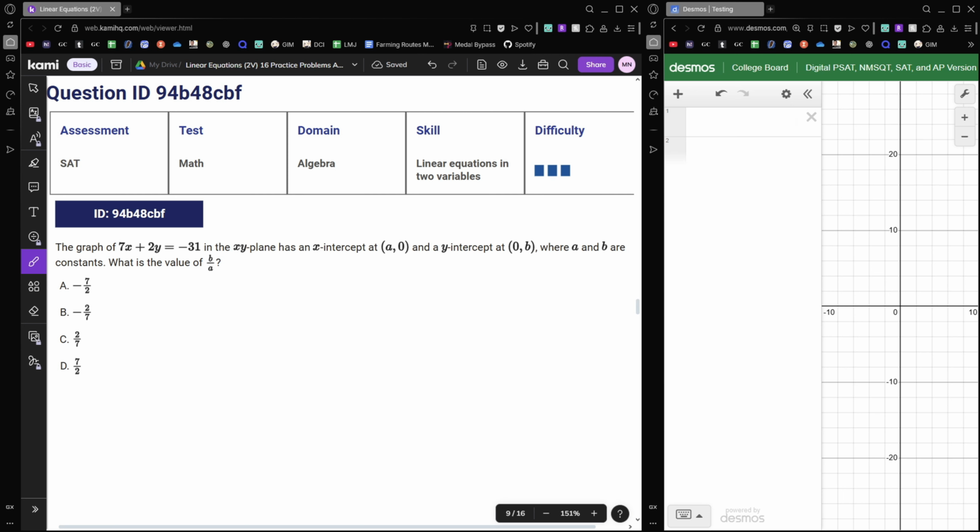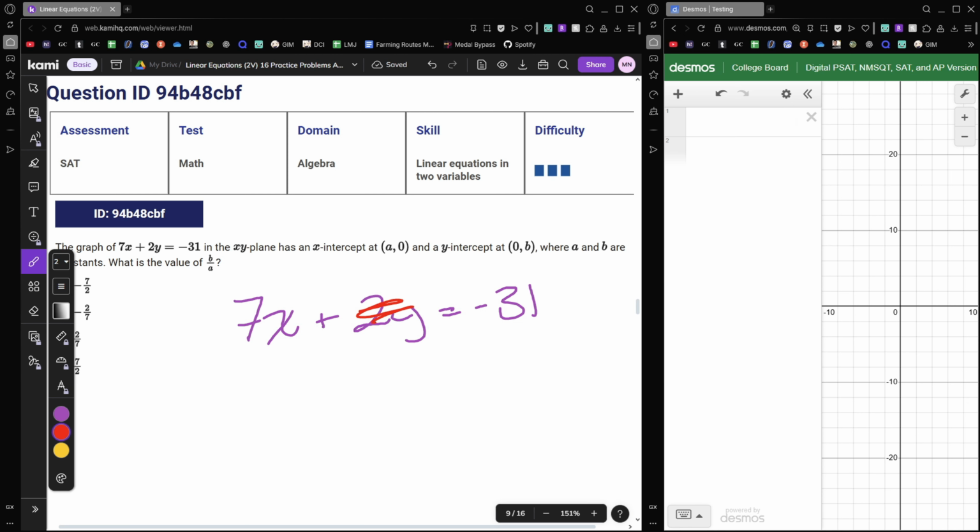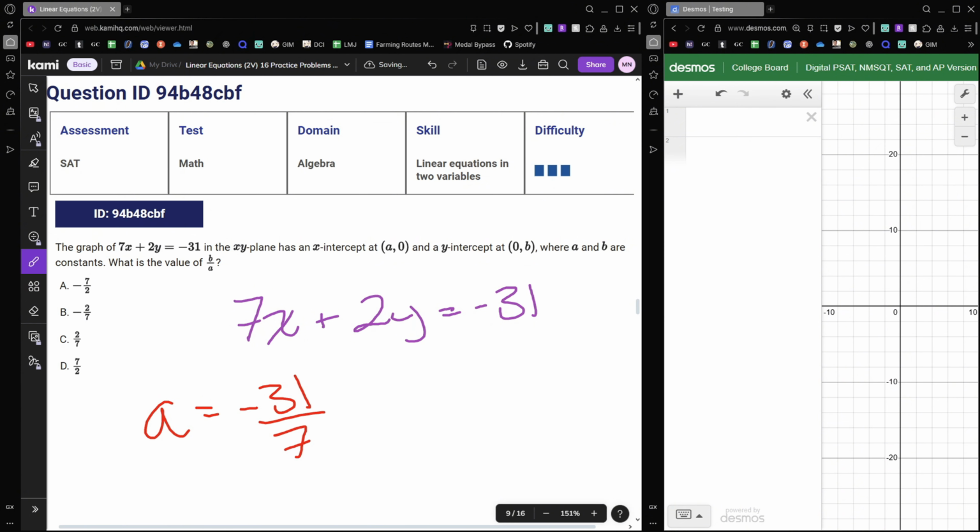So let me go ahead and rewrite this equation. Alright, so we know it has an x-intercept at (a, 0), so that means the y value would be set equal to 0. Now we would just solve for x, and then x, or a, would be equal to negative 31 over 7. Then we know it has a y-intercept at (0, b), where x would be equal to 0, so we can just cross this out, and then y, or b, would be equal to negative 31 over 2.